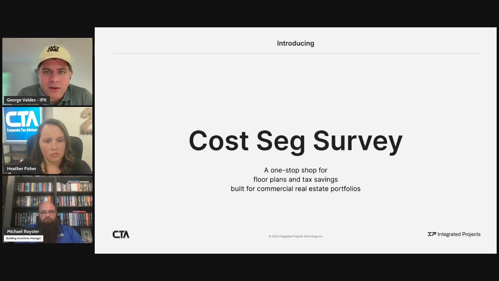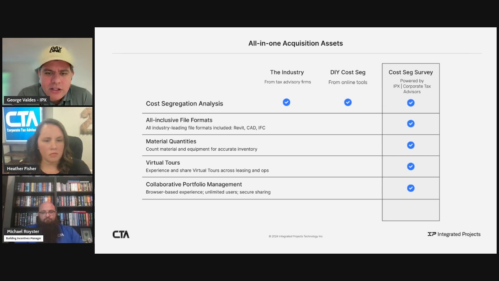We're going to introduce now the cost seg survey, and just to position it relative to some of the other things, when we start to define this, what is it? In traditional cost seg, you would get a report or analysis, a very tabulated set of PDFs that you can pass along to your CPA, that they can then include in their tax filing information.